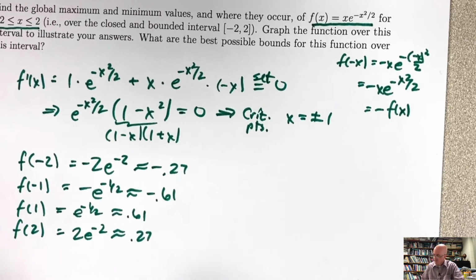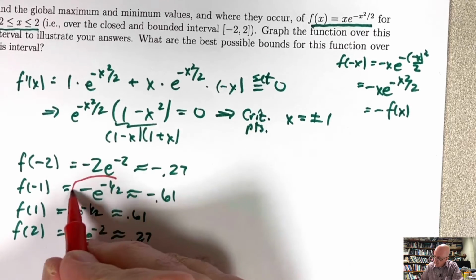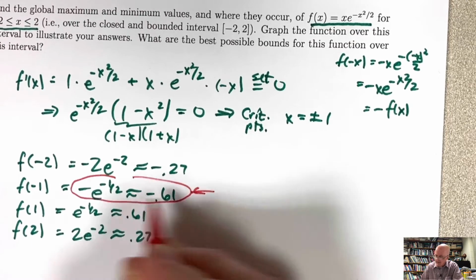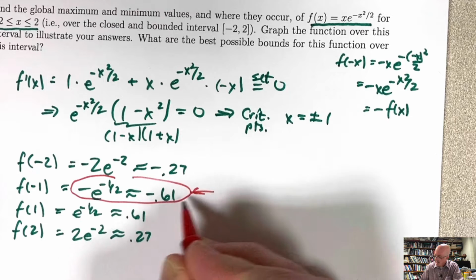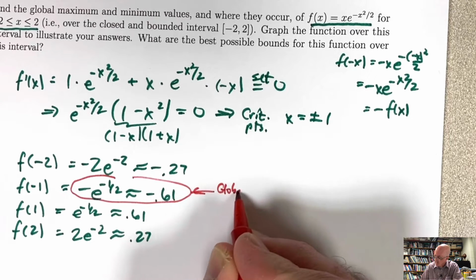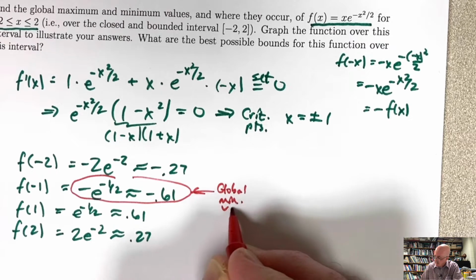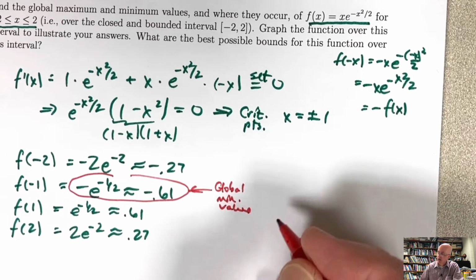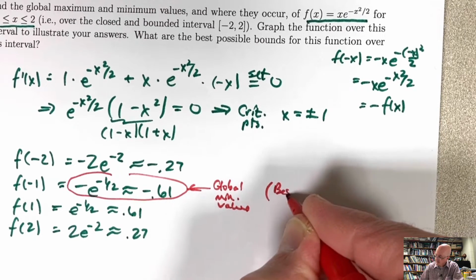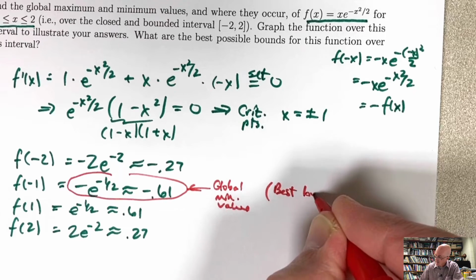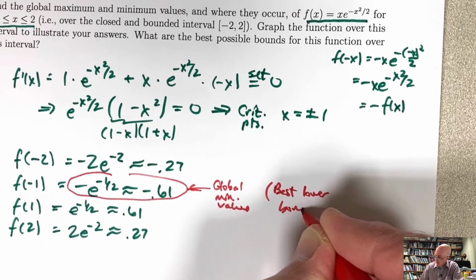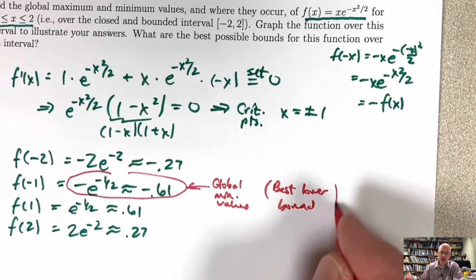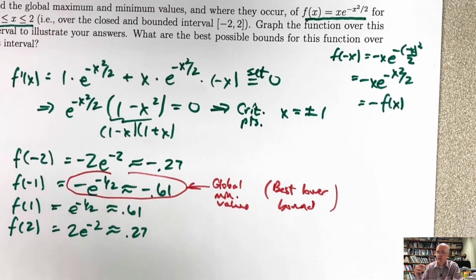The global min value is this number exactly, which is approximately that number. That's the global min value. It's also the same as the best lower bound. I'm answering both questions at once here. You could think of it as a y value corresponding to a horizontal line, like we did with the first problem, that is underneath the graph over the entire interval, and in fact it's the highest possible such horizontal line.